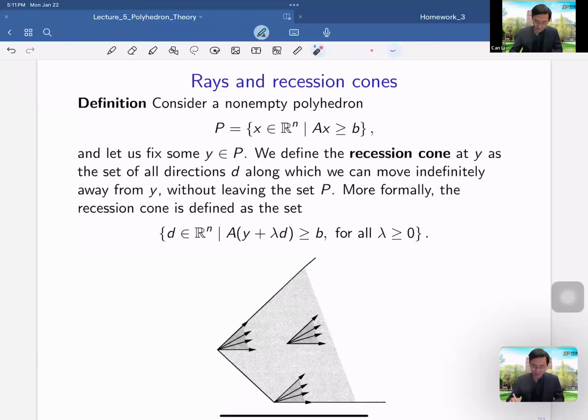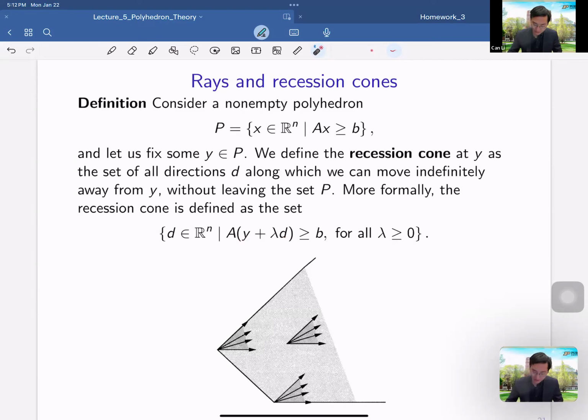More formally, the recession cone at a given point is defined as follows. Suppose you have a point y, and you can move along this direction d indefinitely. Indefinitely means you can pick any lambda that is greater than or equal to 0. That means you start from this point y, and then you move towards direction d indefinitely, with lambda being any non-negative number.